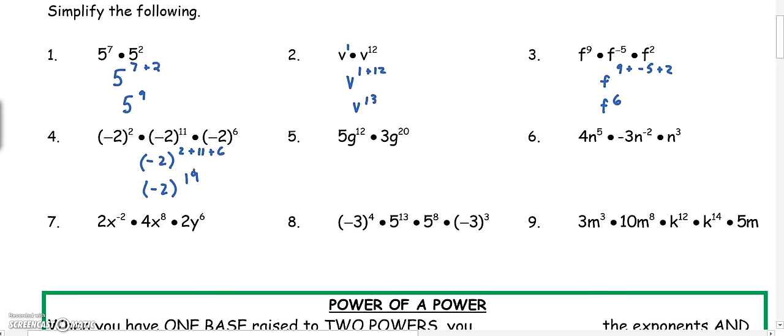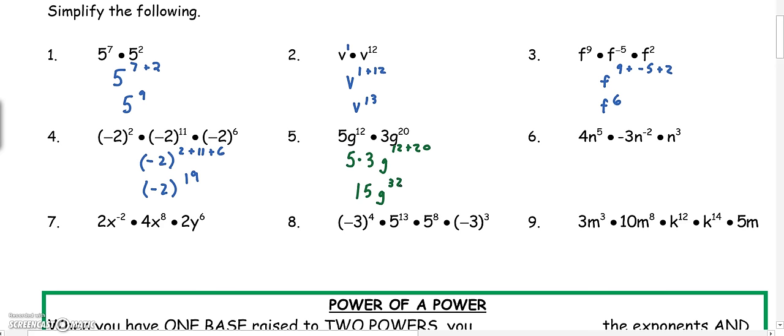Number 5, now our variables have coefficients. So we have 5g to the 12th times 3g to the 20th. Now, 5 and 3 have no exponents with them, so we can multiply those together because they're just coefficients. Coefficients are allowed to be multiplied together. And then we have g, our exponents are 12 plus 20. So we get 15g to the 32nd power.